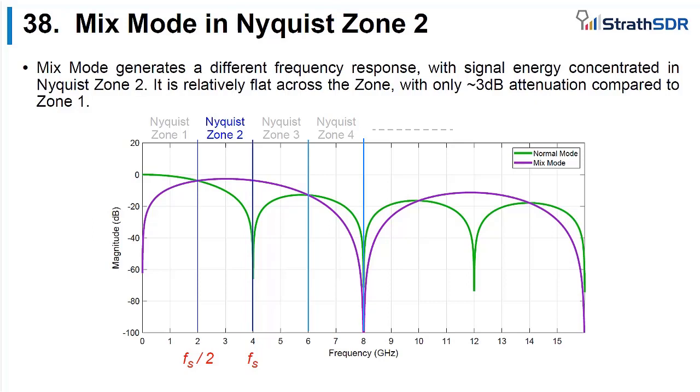Looking at this in a dB scale, we can see that there's definitely some attenuation here. In fact, we're actually 3 dBs down in Nyquist zone 2 when we use the mix mode. But it is pretty flat. So perhaps we need a filter that's got a gain of 3 dBs and will compensate for the droop. And of course, we can do that, and there is direct support for that in the RFSoC Gen 3 devices.